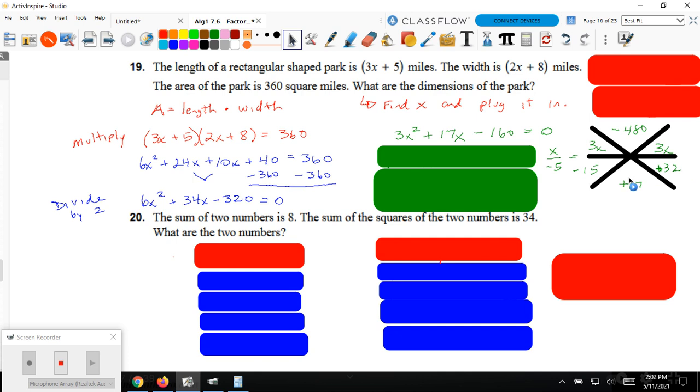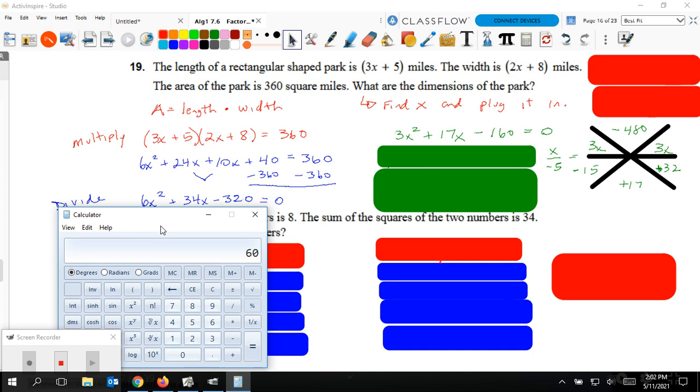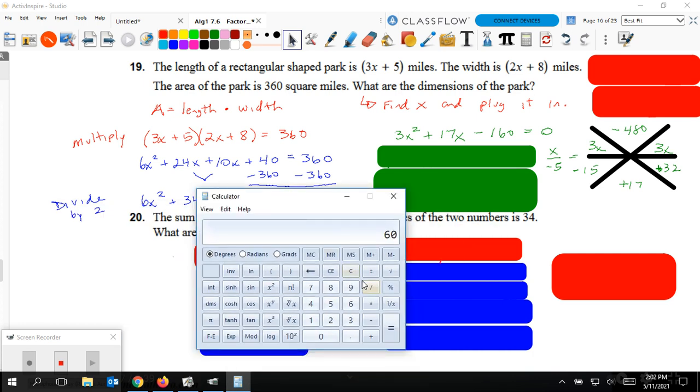15 and 32. I went through this a couple times, maybe with a calculator here, and I got 480, trying to figure out, okay, well, what will multiply?